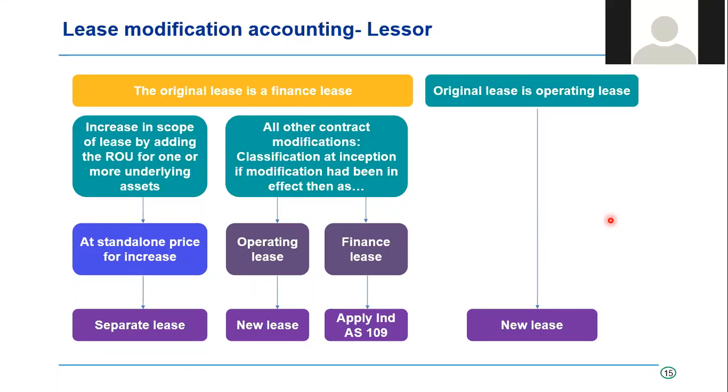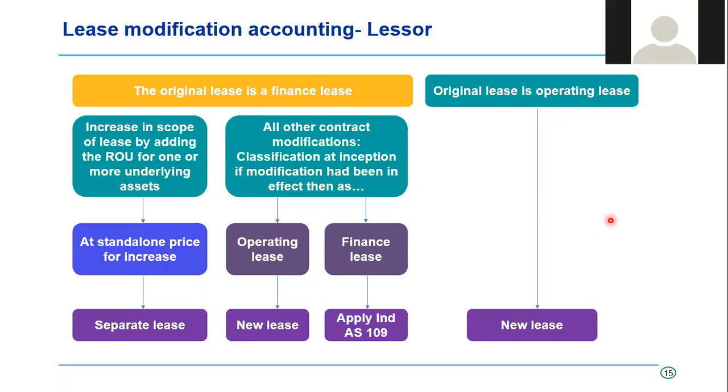In other cases where the scope of the asset is reducing or the consideration is reducing, the standard requires us to go back to the day of inception of the original lease and assess as to whether on that date, had I applied the new terms, would my classification have been an operating lease or a finance lease? So let us suppose that I started off with a finance lease on day one. 2 years later, I changed the terms. I changed the lease rental.